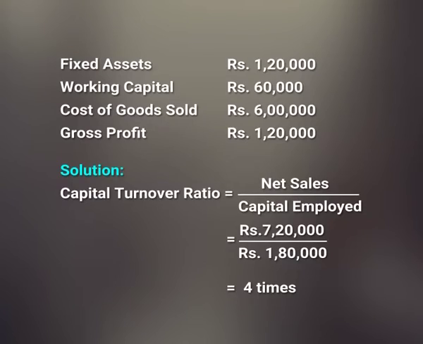Calculate capital turnover ratio from the following. What is given to us is the fixed assets rupees 1,20,000, then we have working capital rupees 60,000, cost of goods sold for rupees 6 lakhs, gross profit rupees 1,20,000. Now, we will have a look at the solution. We know that capital turnover ratio is equal to net sales upon capital employed, that is rupees 7,20,000 divided by rupees 1,80,000. So, which gives us 4 times.